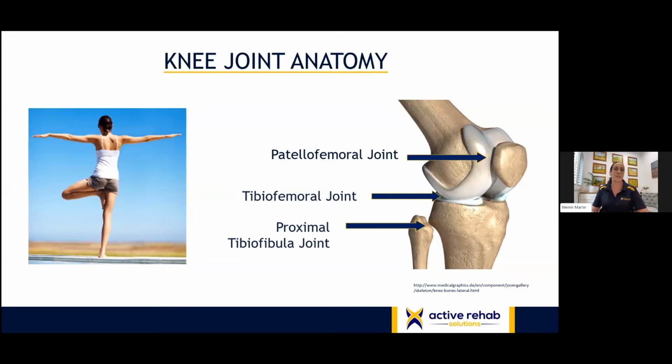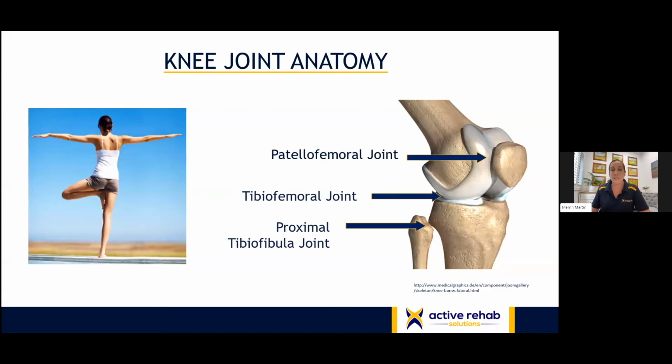If you have a look, for example, at the tibiofemoral joint, which is what everybody tends to think about with the knee as the knee joint itself, the knee joint proper, that is where you have the femur sitting on top of the tibial plateau. You have your meniscus that is cushioning that femur. You can see the meniscus there on either side, lateral and medial meniscus. And you will have multiple ligaments that are supporting that knee.